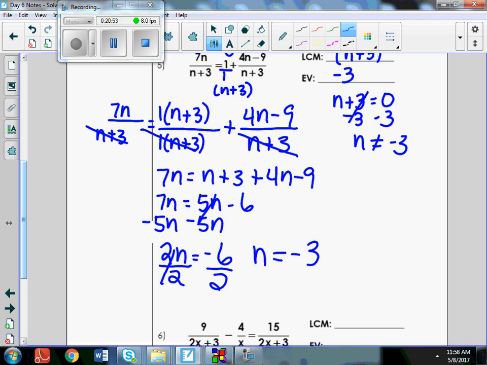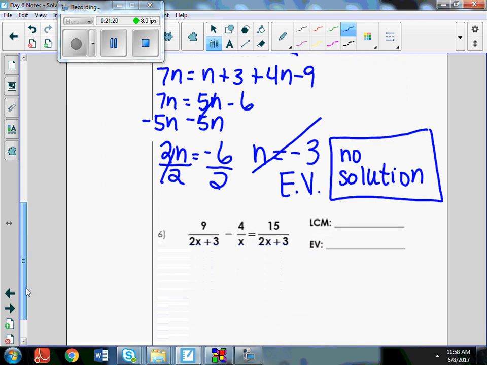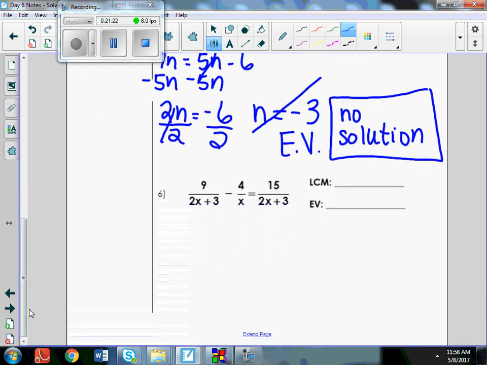But what's wrong with that? It equals the EV. It's an excluded value that is not allowed to be in my answer. So because it's the EV, this problem is no solution. Once in a while you'll get a quadratic and you'll have 2 answers, and so you'll still have an answer. But this one only had 1 answer and the excluded value was the answer, so it's no solution.